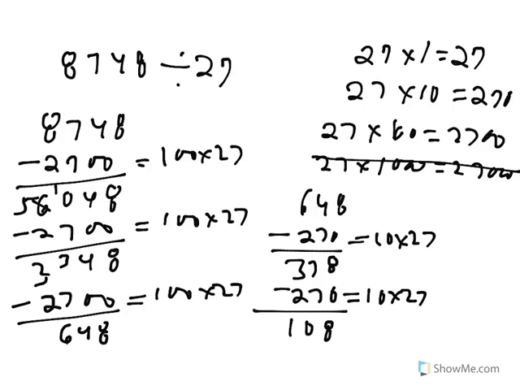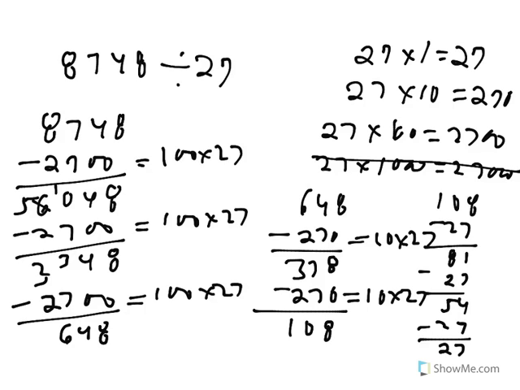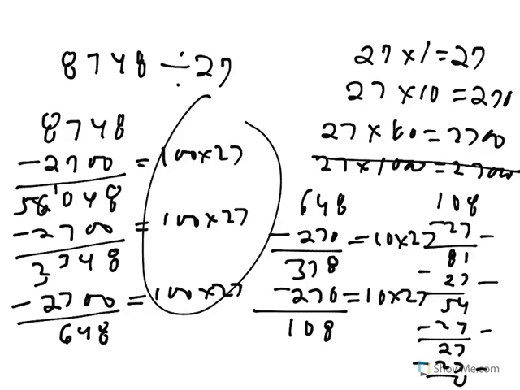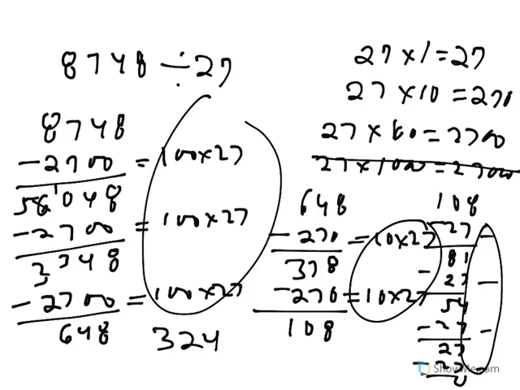I still have some stuff left over, so I'm going to start subtracting away just individual 27s. 81, 54, 27, 0. I just took away 4 more. So I took away 300 27s, 20 more 27s, 4 more 27s, or 324. So that method might seem to make sense.